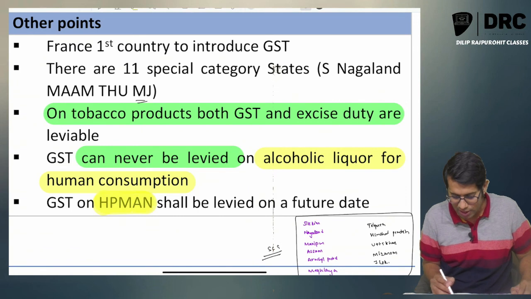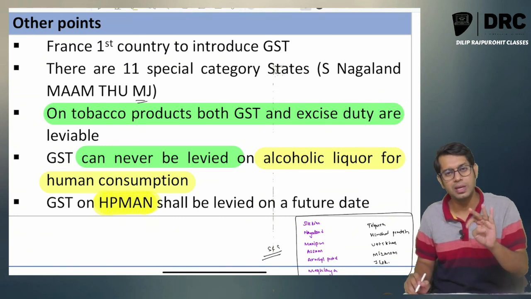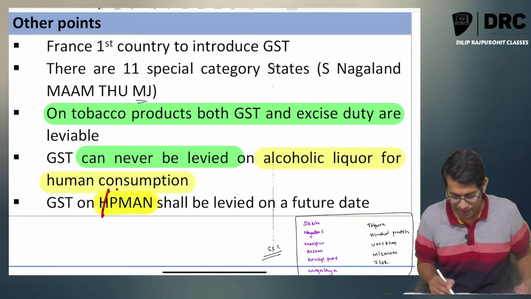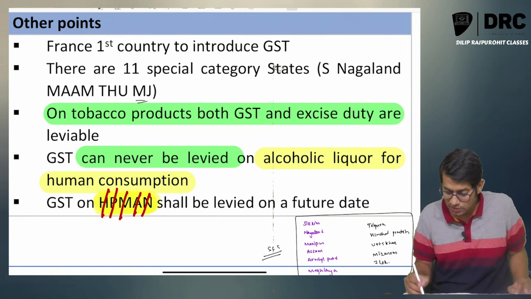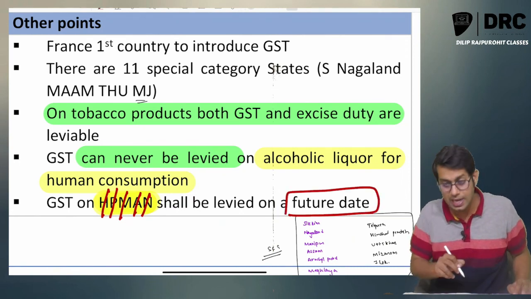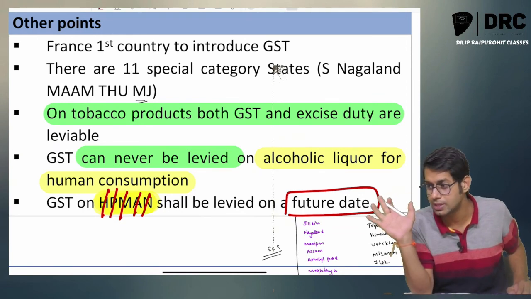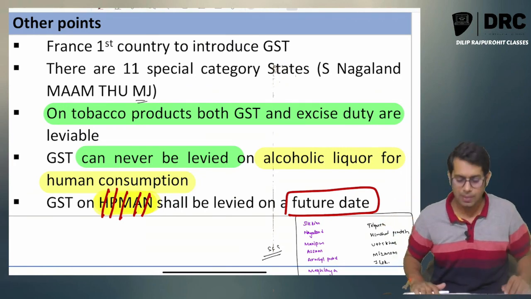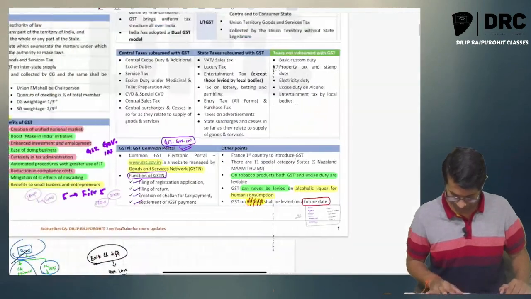And there is something called HSD, high speed diesel, petroleum crude, motor spirit, aviation turbine fuel and natural gas. On these 5 products, GST will be levied, but from a future date. As on today, no GST is levied on these 5 products. What is that future date? Nirmala Sitharaman or any other finance minister may notify it in future.